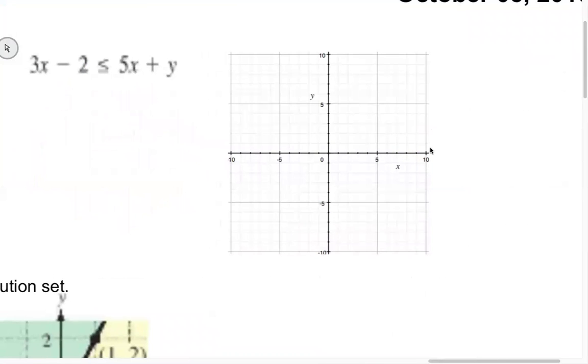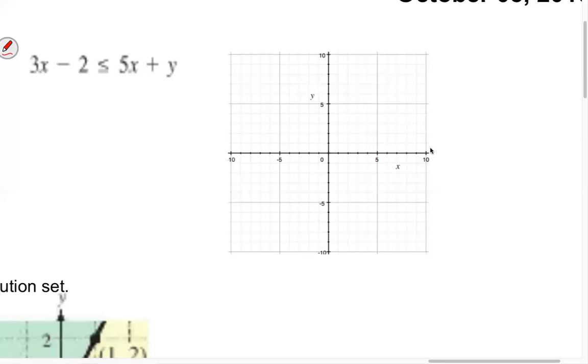Let's look at this one. This one's got a lot going on, right? So remember, the name of the game is to get y by itself to graph, right? There's two ways I graph: the cover-up method or y equals mx plus b. I look at it and determine which way I want to do it. For the most part, I want to get y by itself. Wouldn't you agree it's going to be pretty easy to get y by itself?